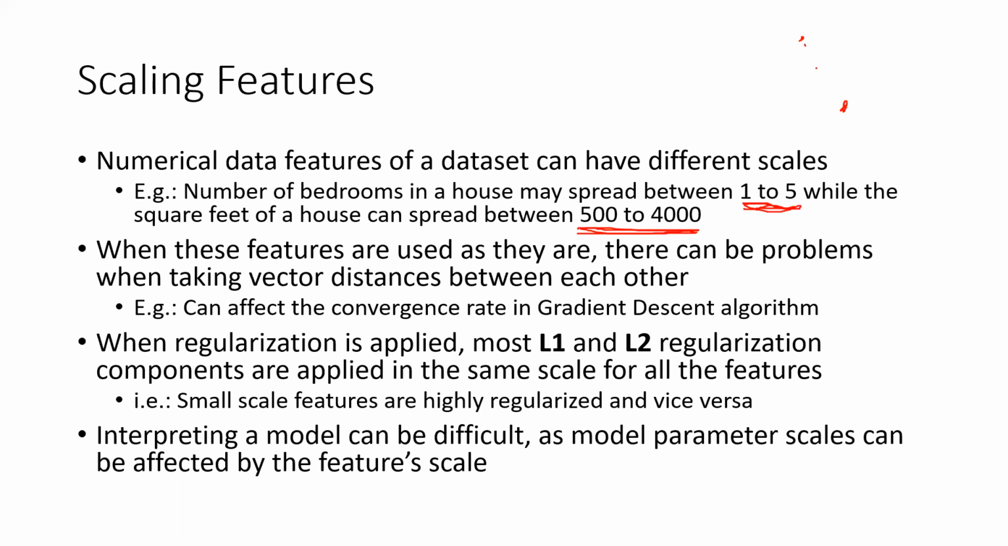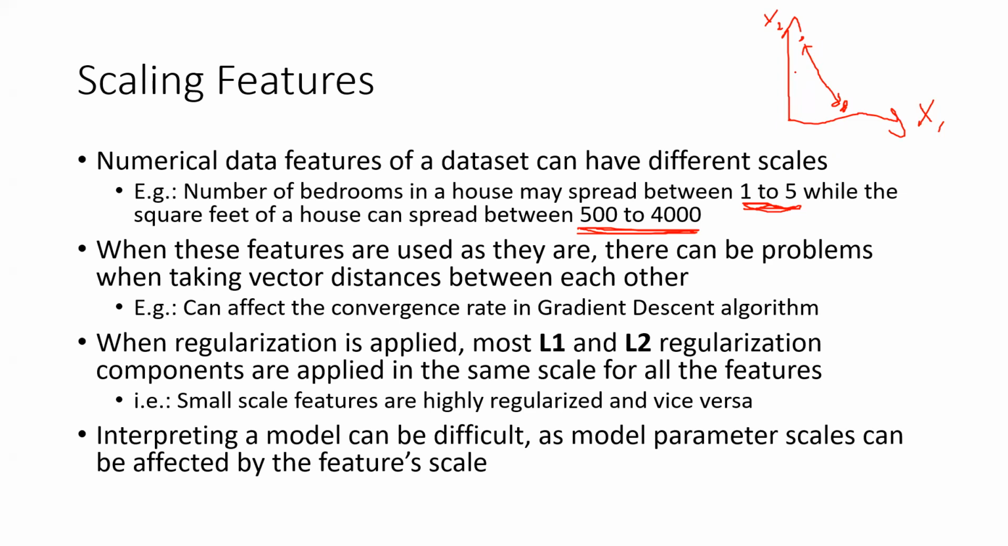Suppose your algorithm is measuring the distance between these two vectors. In this case, when a certain dimension is defined with a certain feature, and another dimension is another feature, if these features have a very large difference in their scales, there would be some problems when it comes to evaluating these distances, right?